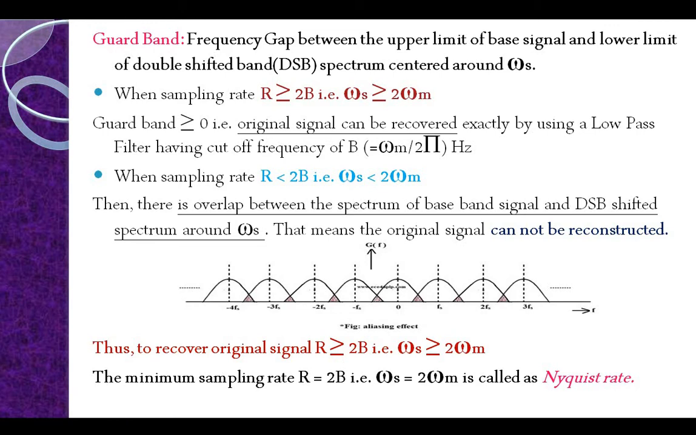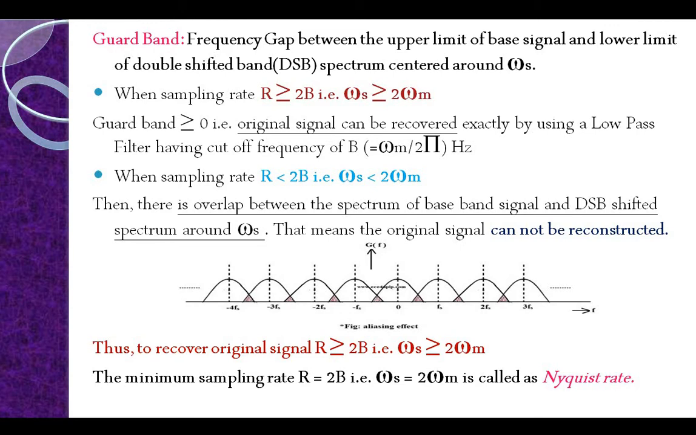The Nyquist rate of sampling is the theoretical minimum sampling rate at which the signal can be sampled and still be reconstructed from its samples without any distortion. Then it is called the Nyquist rate. What is actually the Nyquist rate? We said we have two conditions. One is R greater than 2B. Note this down when I am saying this.